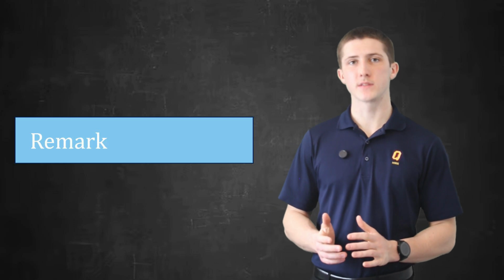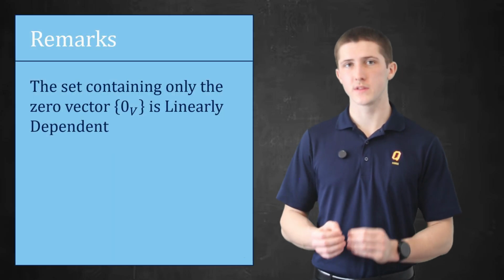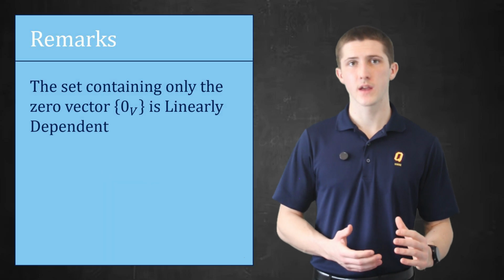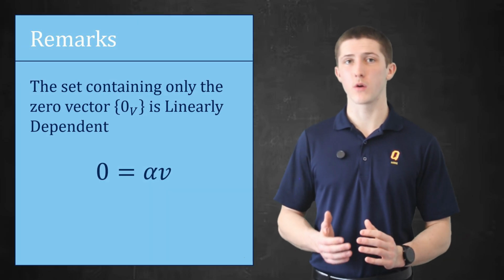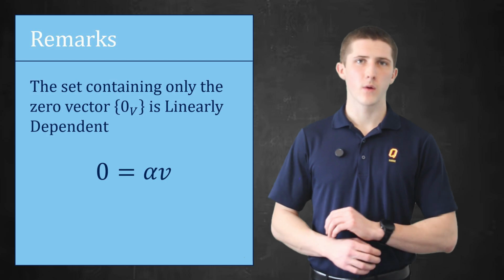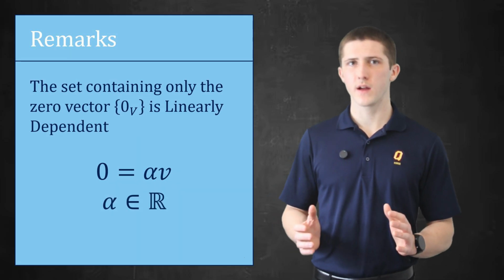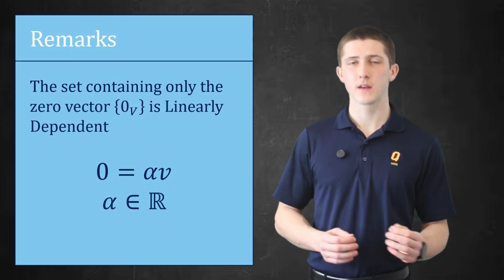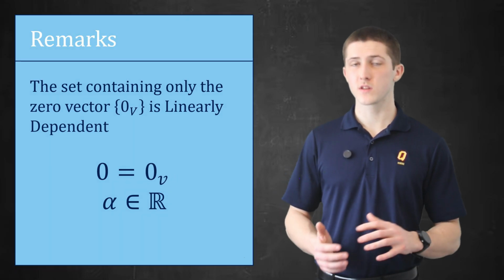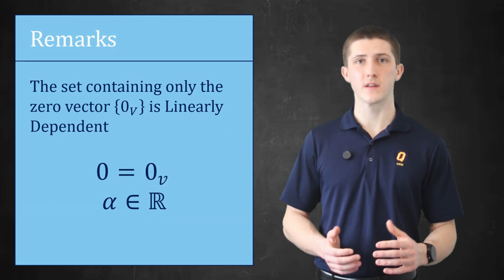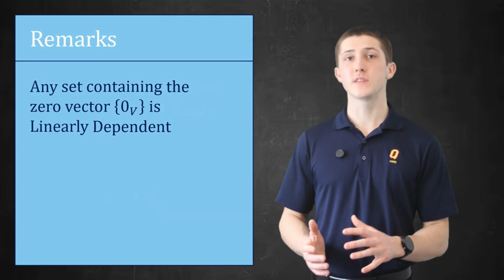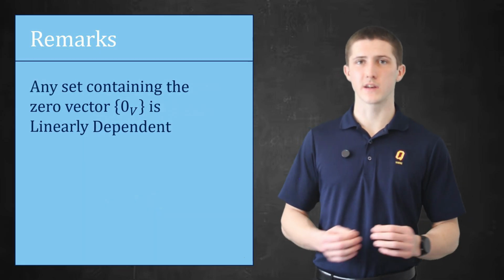Something interesting is that the set containing only the 0 vector is linearly dependent as it passes our dependence test. If we write out our equation 0 equals alpha v, where v is just the 0 vector, then we can pick any real number alpha and our equation will be satisfied, since multiplying a scalar by 0 gets us back to 0. So since there exists a real solution to this equation, the set is linearly dependent. Better yet, any set containing the 0 vector is linearly dependent.